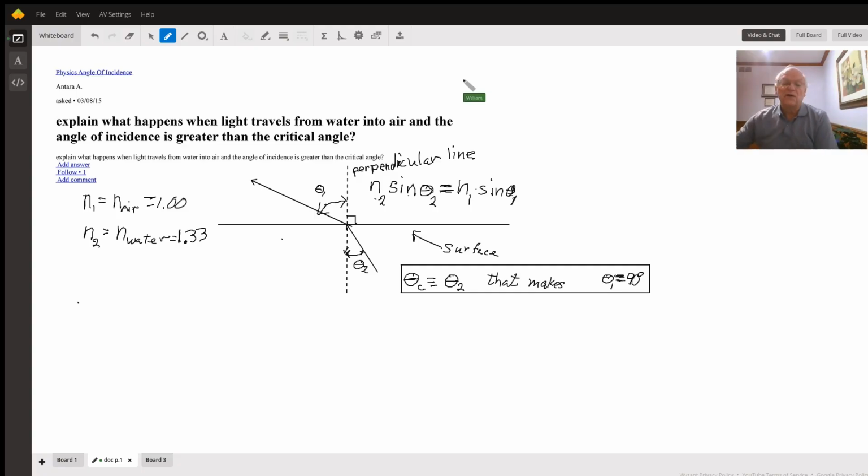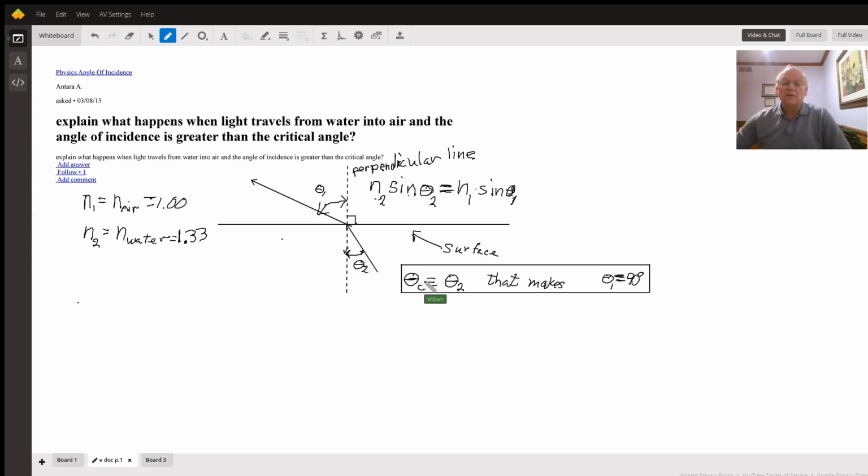Energy transferring from the higher index of refraction to a lower index of refraction material, as water and air are, allows us to use this relationship, n2 times sine of theta 2 equals n1 sine of theta 1, when determining the directions that the air angle will have when the water angle is a certain amount.